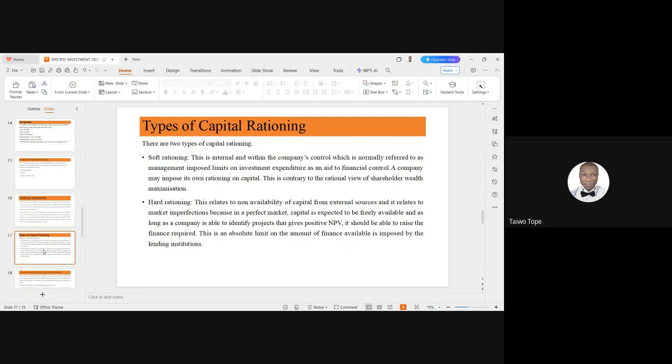So we have soft rationing. This is the internal and within the company's control, which is normally referred to as management imposed limit on investment expenditure as an aid to finance control. So a company may impose its own rationing on capital. This is contrary to the rational view of shareholders' wealth maximization.